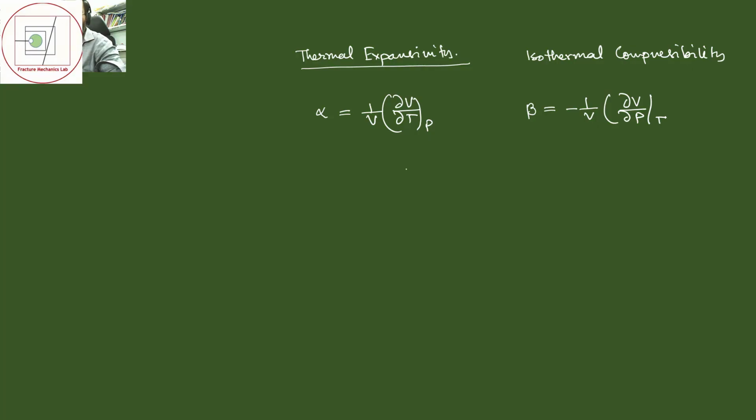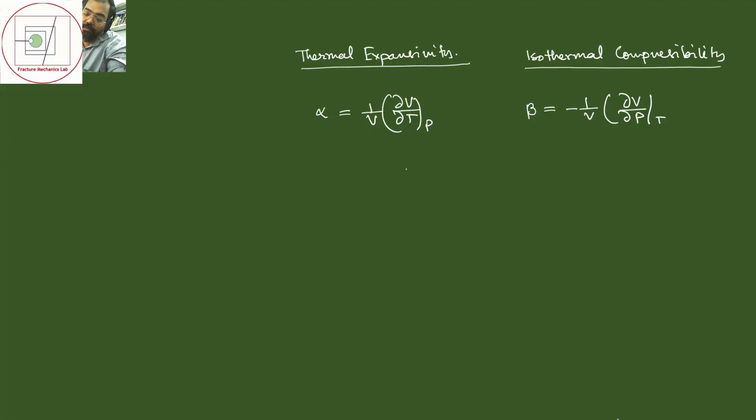In order to find out the relation of one variable with another variable, you should never change the third variable, because you will not be able to isolate the effect of the third variable. So anyways, that's the definition of isothermal compressibility.